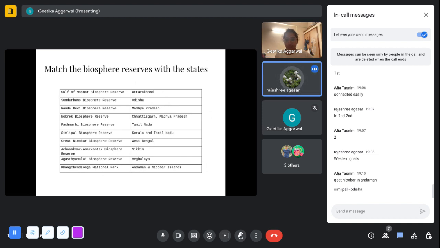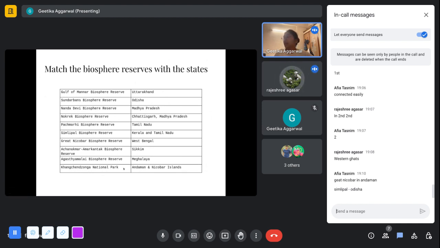Sikkim. Okay, so Afia is saying that Simlipal is found in Odisha. Then where do you think is the Nokrek Biosphere Reserve found? Sikkim. Okay, I will take your guess, but it is not found in Sikkim actually. It is found in Meghalaya.